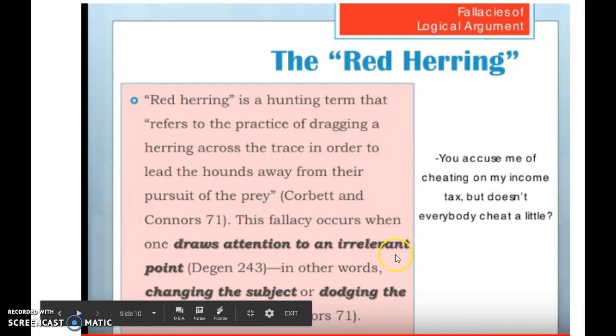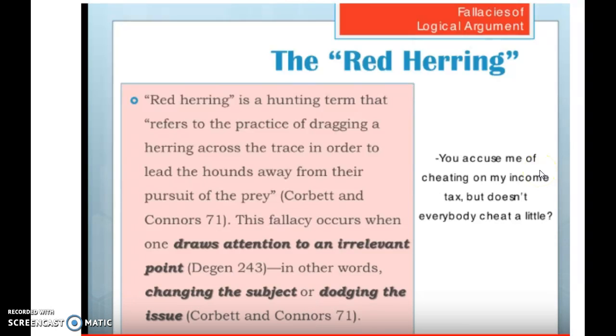The red herring is when you try to draw attention away from what's relevant in your argument to something completely irrelevant. So you accuse me of cheating on my income tax, but doesn't everyone cheat a little? So you're taking away from the fact that he's cheating. He's trying to divert the attention to everyone else.